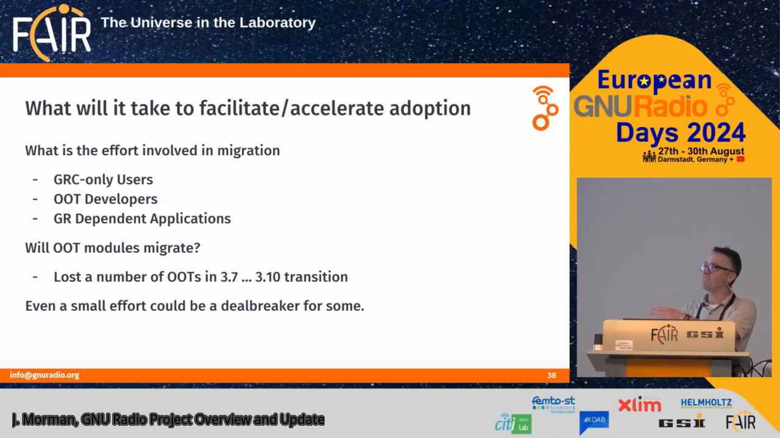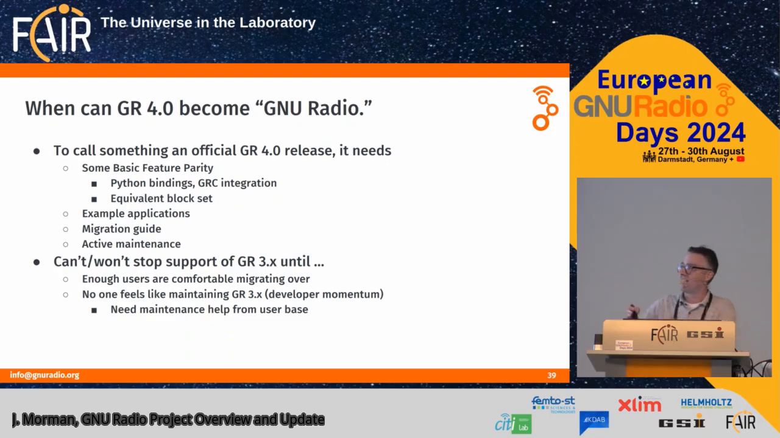So even a small effort, like I think the transition from 3.7 to 3.10 wasn't a big effort to move your code that way, but a lot of people just didn't want to do it. So we have to think about that. And then the next step, okay, let's say we get to the point where lots of people are using GR4. It's building, we have maintenance of the core, it's become a community-run project. At what point can we say that's now GNU Radio? So I think to become an official GNU Radio release, obviously we have to get up to feature parity, we have to have examples, migration guides, and of course it has to be actively maintained.